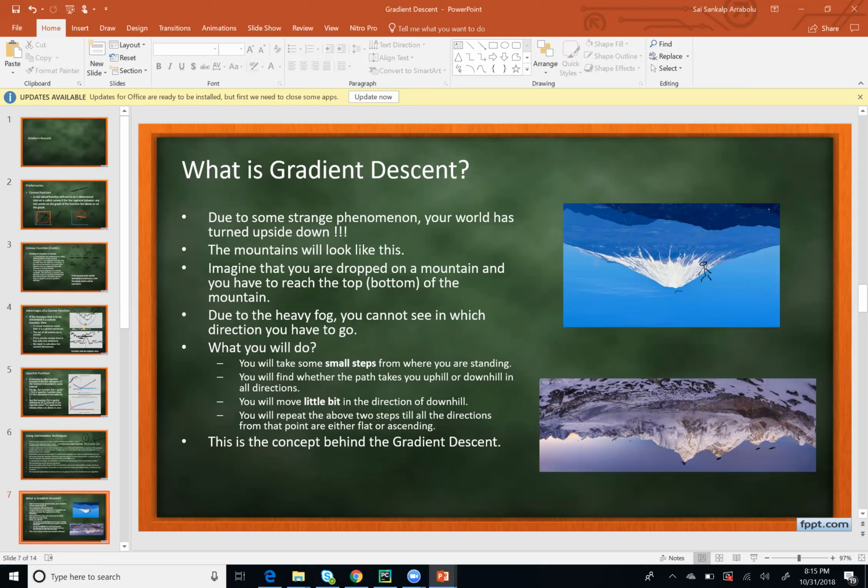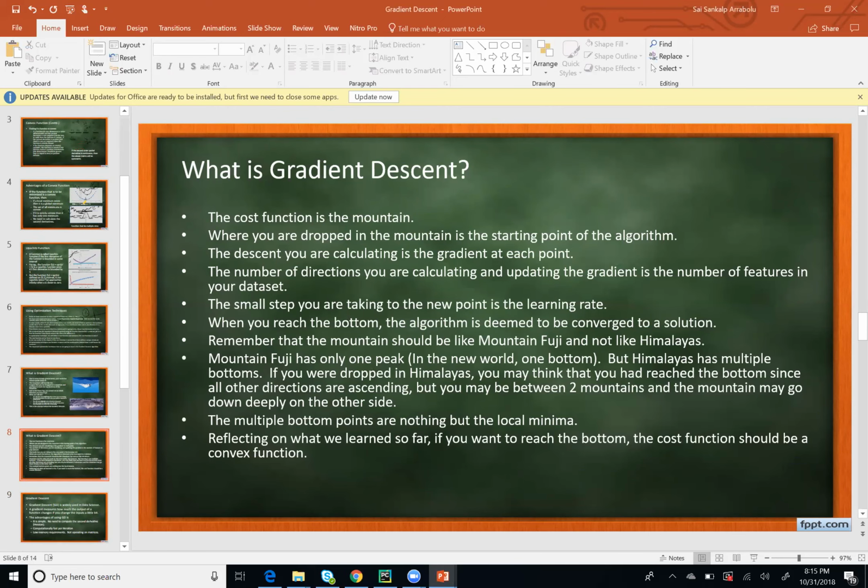So the concept behind gradient descent is, if you take the mountain as your error function and the directions as each of your parameters, you try to change every parameter by delta W such that you basically have the slope in the negative manner. So that's pretty much the same thing I told you. There is one thing called the learning rate. The learning rate is basically nothing but the step size.